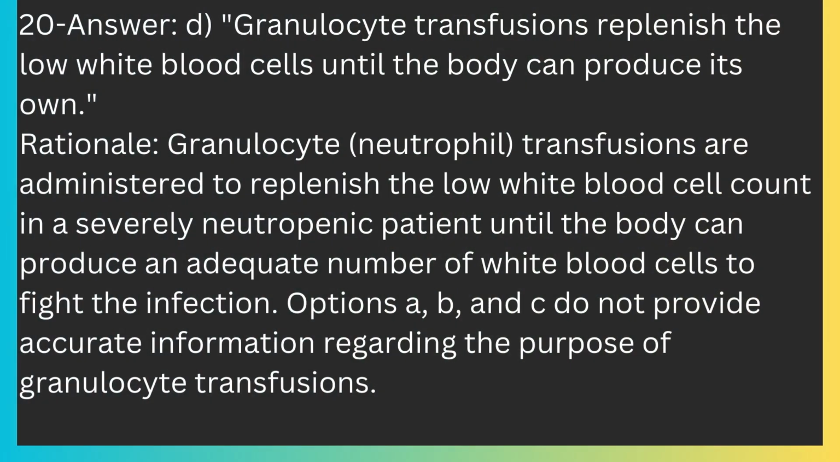The answer is D. Granulocyte transfusions replenish the low white blood cells until the body can produce its own. Granulocyte neutrophil transfusions are administered to replenish the low white blood cell count in a severely neutropenic patient until the body can produce an adequate number of white blood cells to fight the infection. Options A, B, and C don't provide accurate information regarding the purpose of granulocyte transfusions.